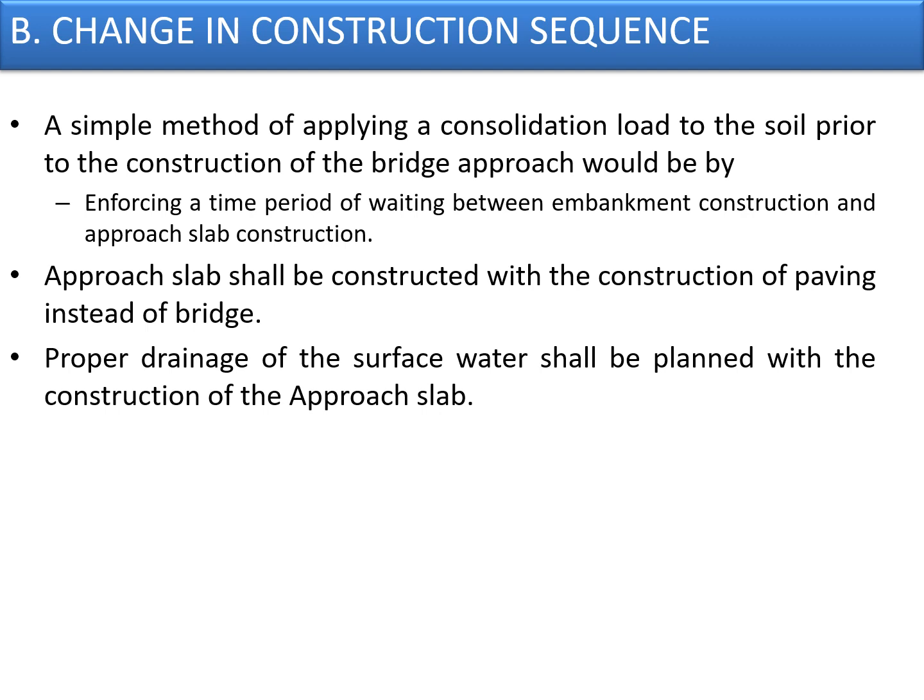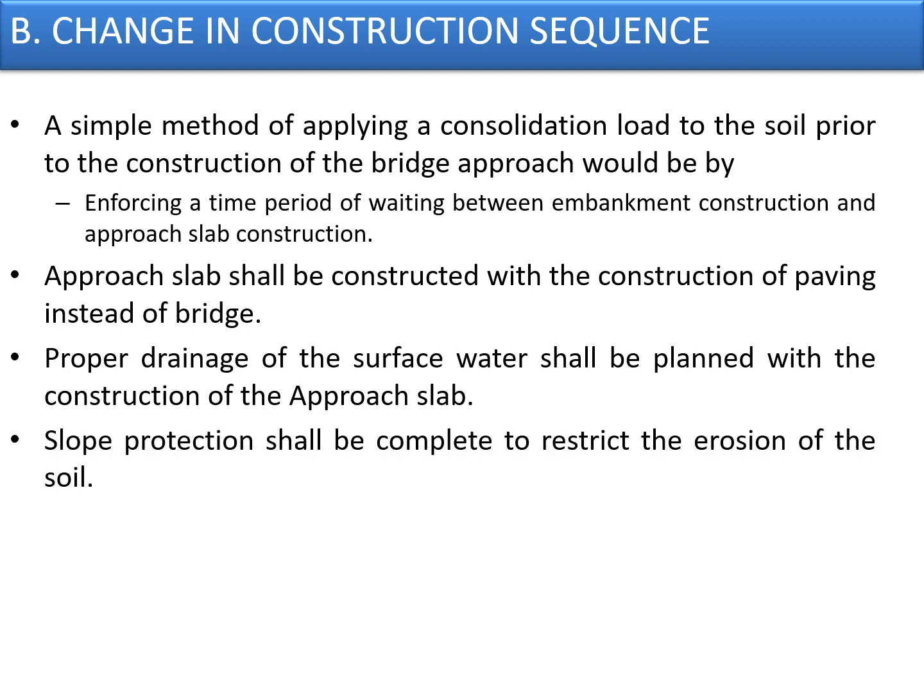Proper drainage of surface water needs to be planned with the construction of the approach slab. That means as soon as the approach slab is constructed, it should be ensured that the road, which is generally acting as a catchment, especially in sloping areas, is provided with proper drainage, because if not, the bridge locations or where there is a gap between the curb and the bridge act as weaker points for the water to move out. So if the drainage system is proper, it will not erode the soil which is underneath the bridge. Slope protection shall be completed to restrict the erosion of the soils.